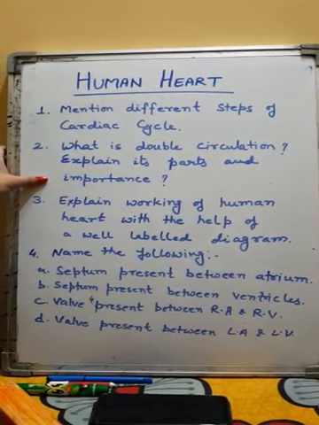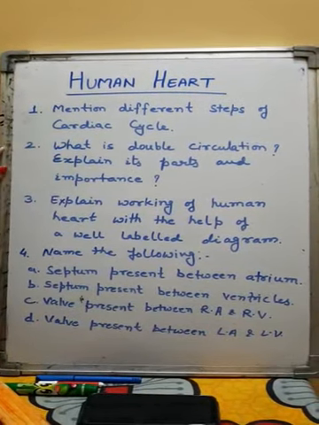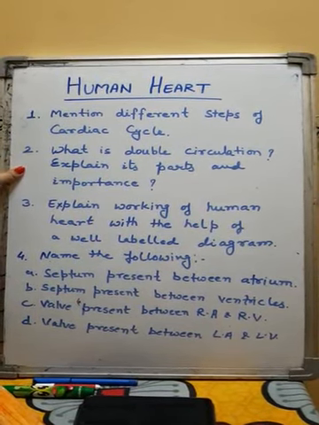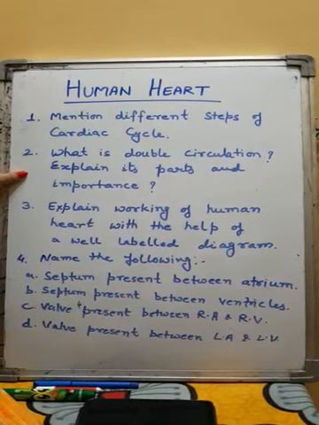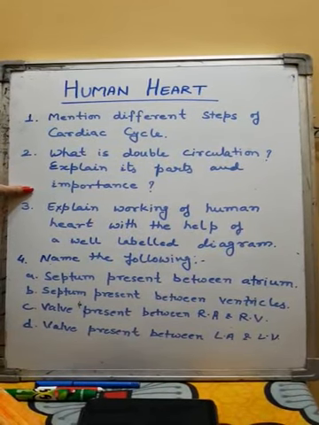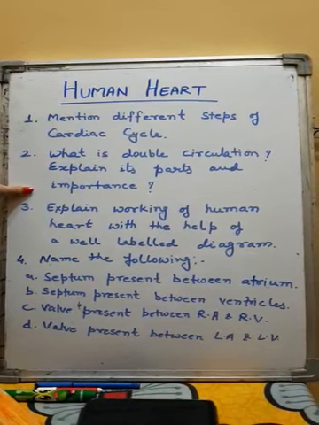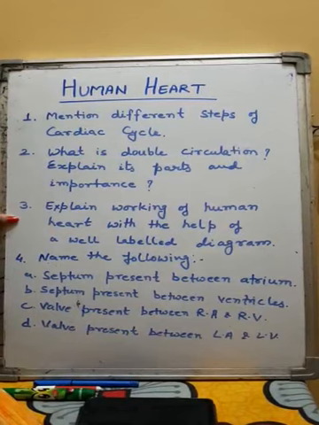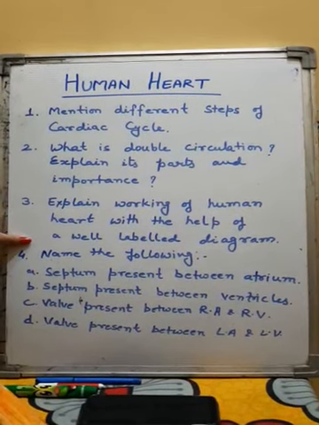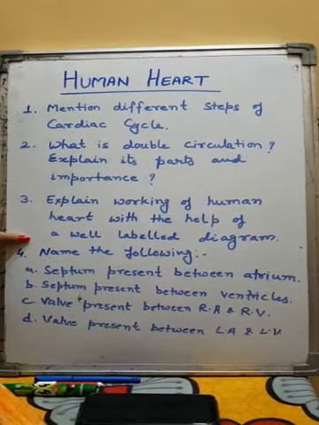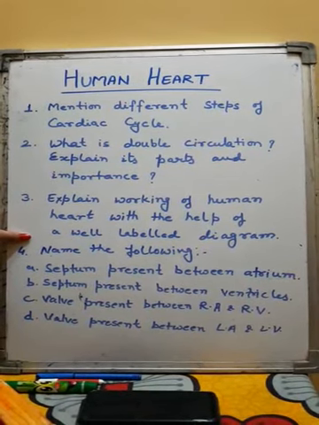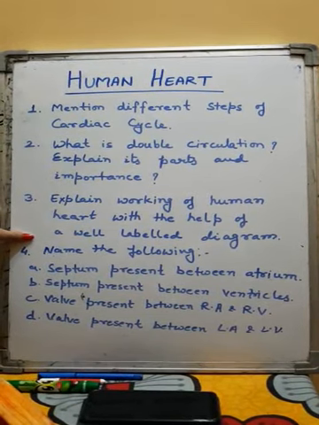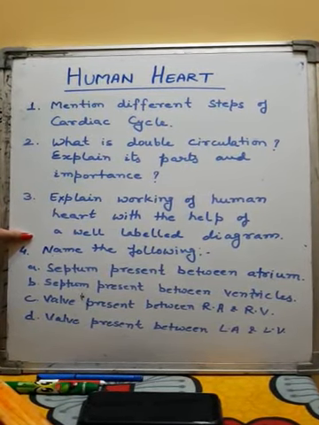Here, you will explain double circulation. You will name its different parts and write about it. And also, you will write down the importance of double circulation: why it is important or why it is required. Third question: explain working of human heart with the help of a well-labeled diagram. Students, you will draw the diagram of human heart, you will label it and you will write down the working of human heart. You will explain it by writing. You have to draw the diagram and you have to explain.